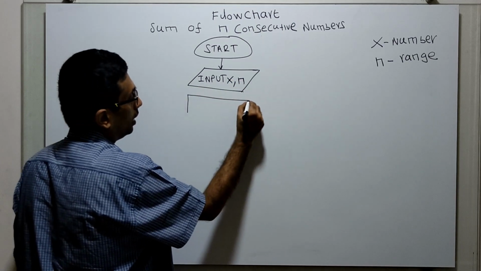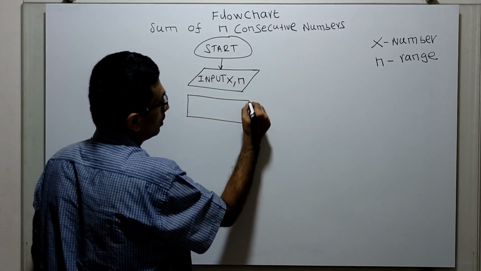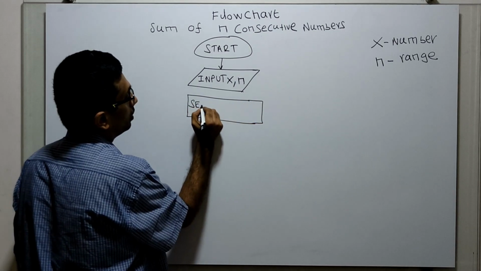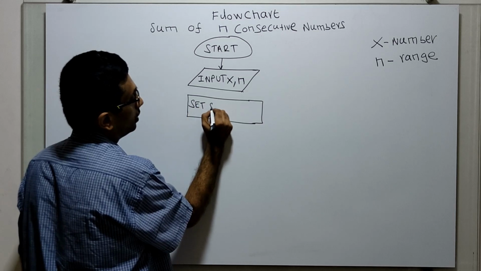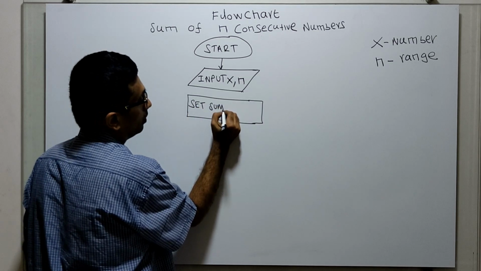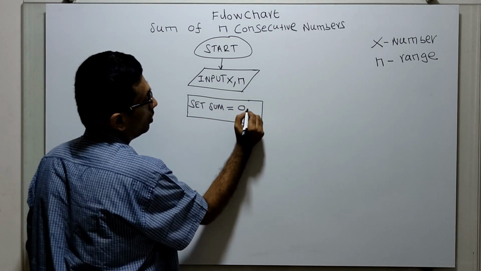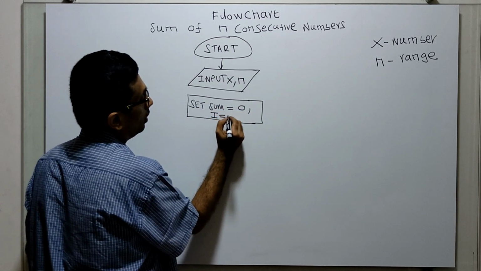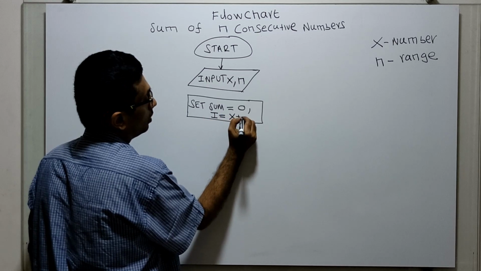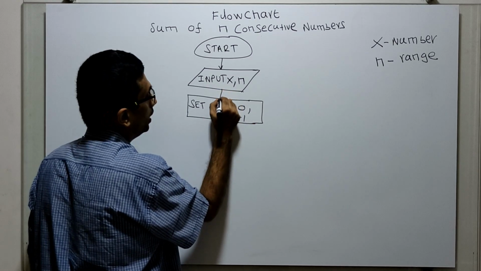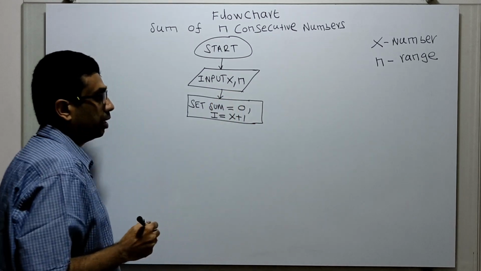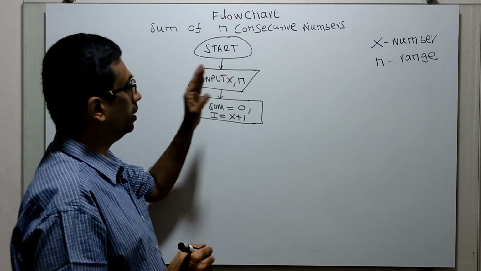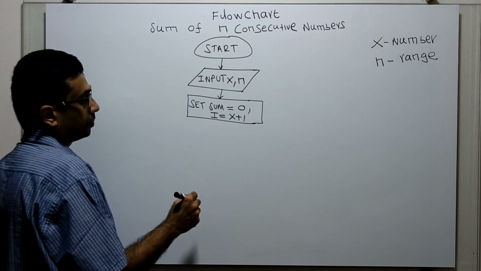Here I am initializing: set sum equal to 0, I equal to x plus 1. So I am initializing a variable sum equal to 0, I equal to x plus 1. That is the next value of the input number x.